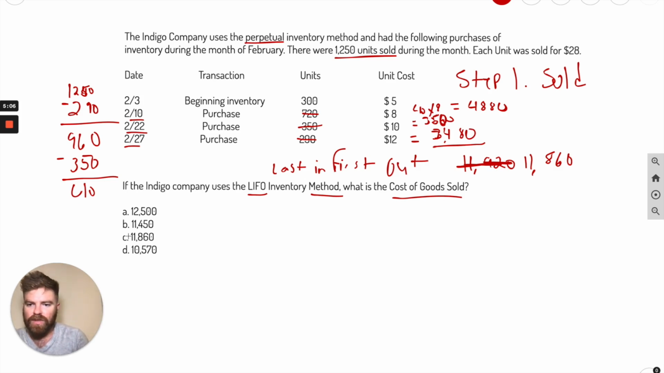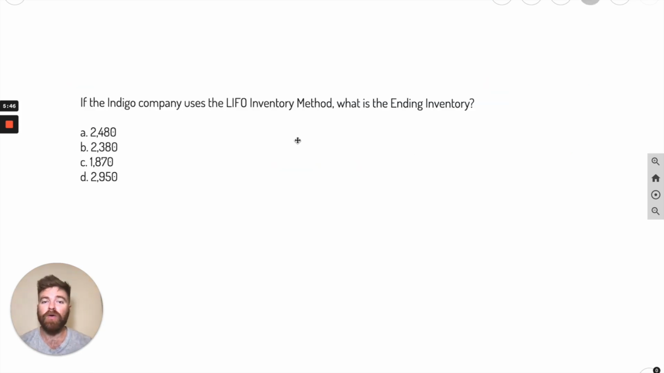There we go. Letter C. That's what they were asking for. So we went through that step by step. Again, LIFO, the most recent purchases you assign to cost of goods sold first. Okay, next problem here. Using the same data set as the previous problem, let's take a look.